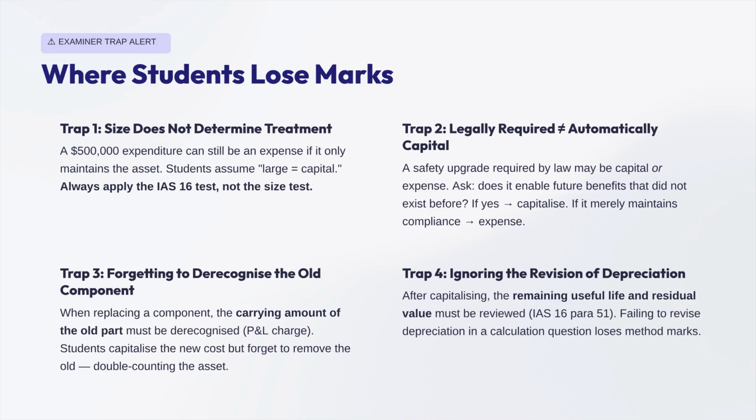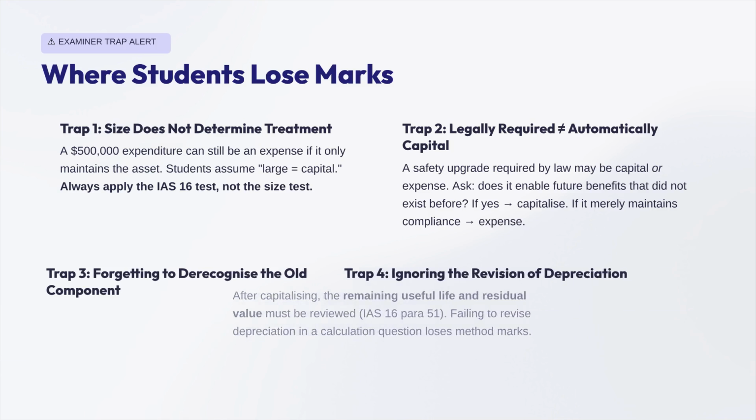Trap 4, ignoring the revision of depreciation. After capitalizing, you must review the remaining useful life and residual value. That's IAS 16, paragraph 51. Skip this in a calculation question and you lose method marks. Avoid these 4 traps and you're already ahead of most candidates. Now let's see how all this plays out in the real world.